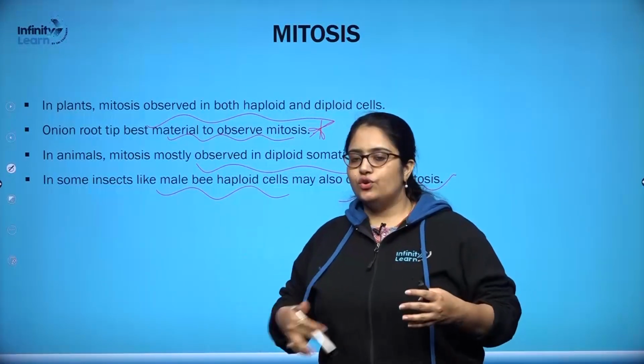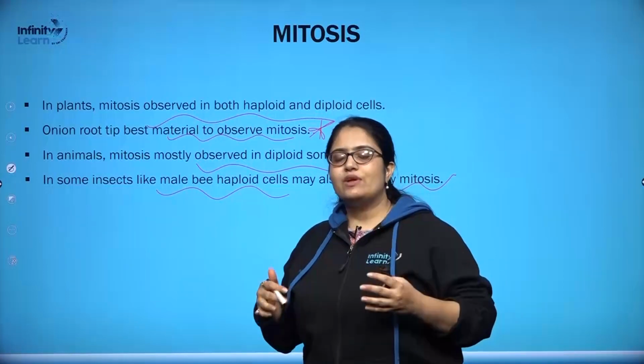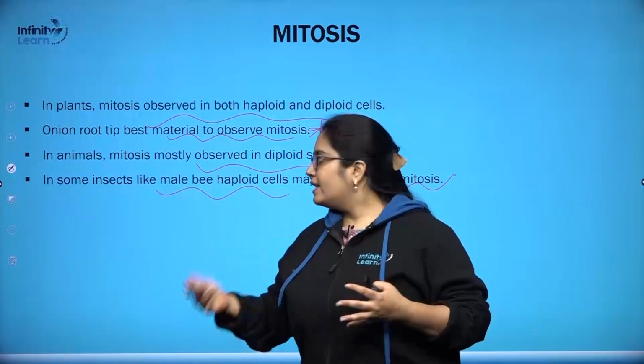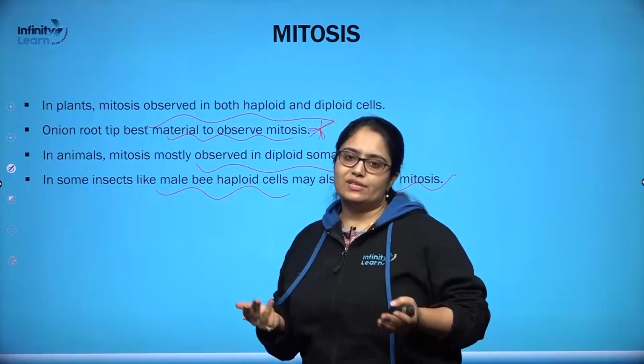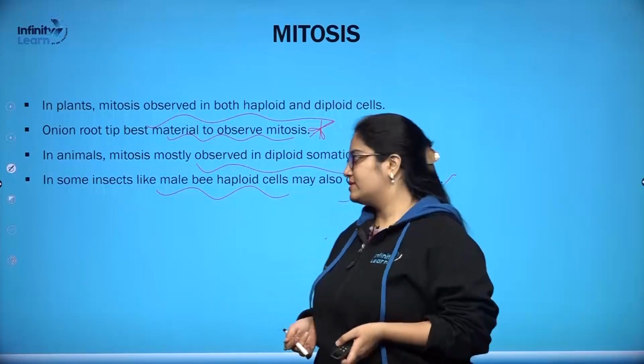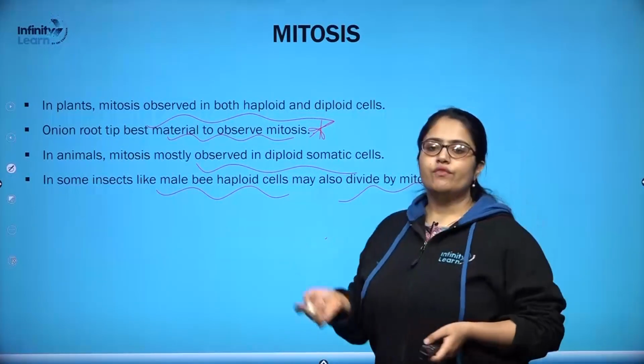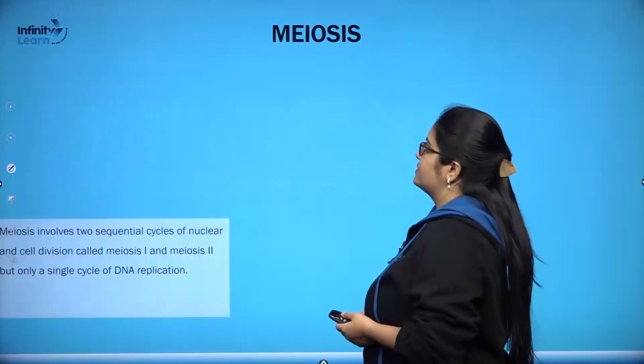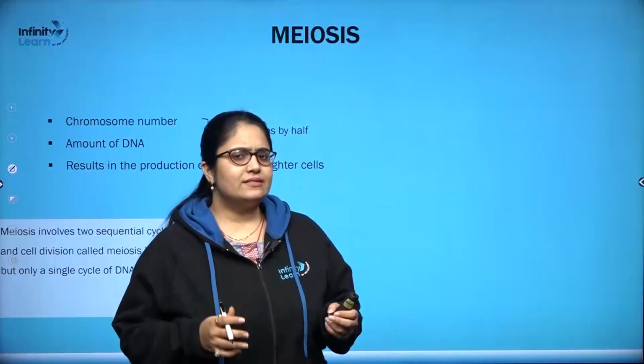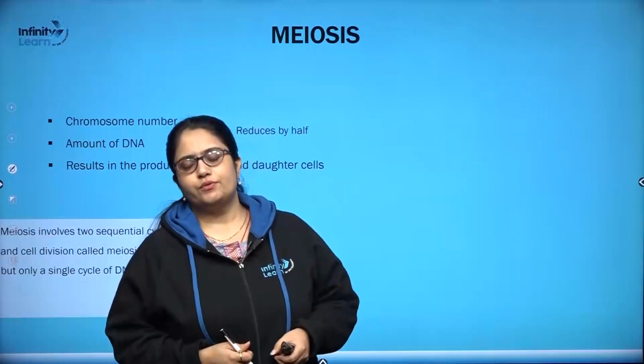So the division as well as the formation of gametes in a male honey bee will take place via mitosis. So that's all, my dear students. Now we will start discussing meiosis. Okay students, now as I said, we will start understanding meiosis.